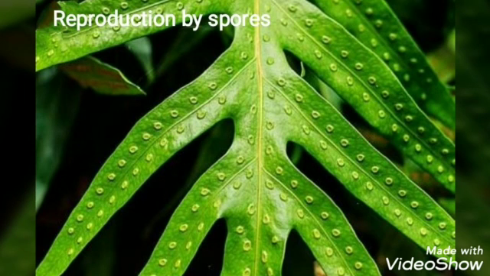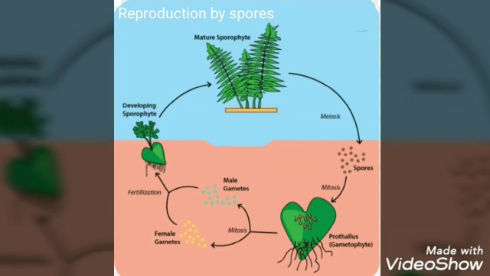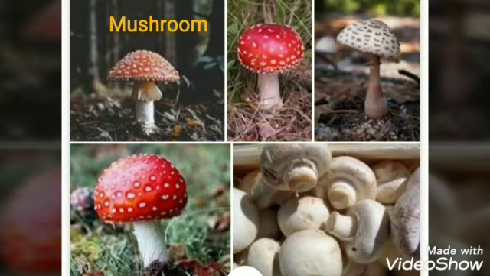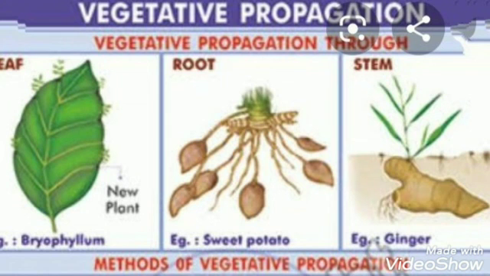Reproduction from spores. Some plants like ferns and mosses do not have flowers. They make spores. Each spore can grow into a new plant. Spores are very tiny and can be carried away with wind. The spore of a fern grows into a heart-shaped leaf. This develops into the main fern plant. Mushrooms also make spores. In this way, plants reproduce through their different parts.